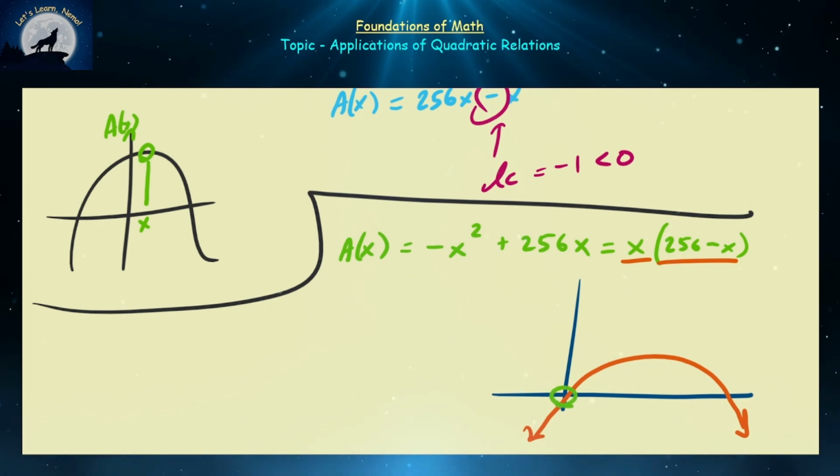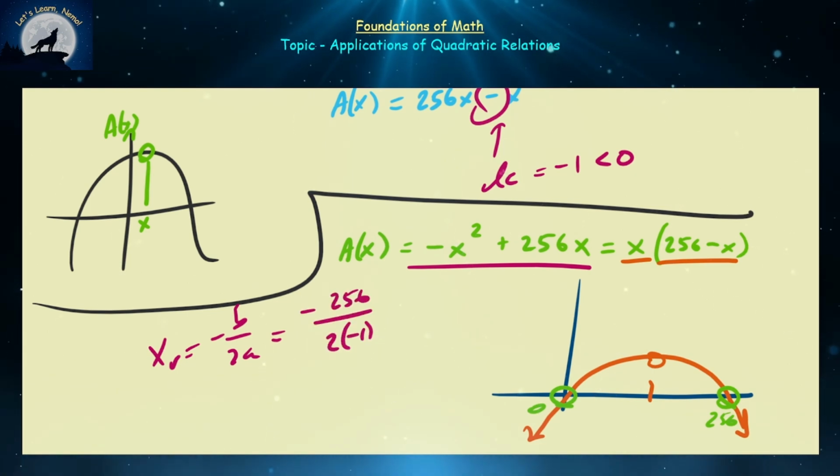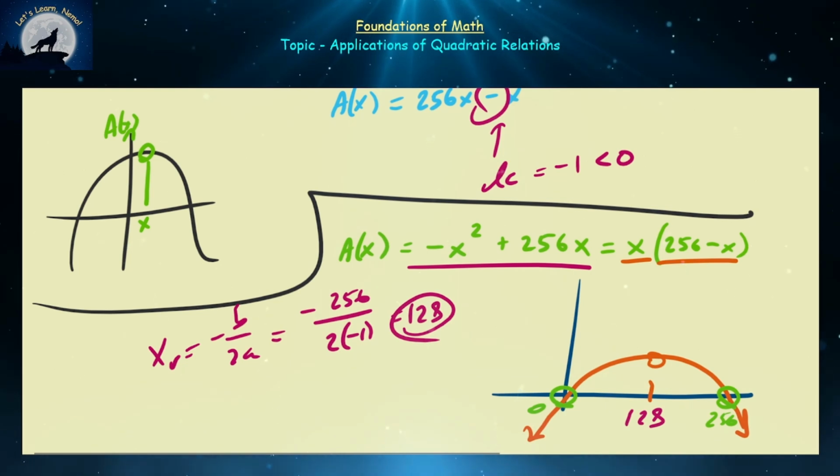So what do we have here? We have an x-intercept here and an x-intercept here of 256 and 0 respectively. So where will the x-coordinate of the vertex be? Well, it's going to be the mirror image of 0 and 256, but you can technically use our relation from before, negative b divided by 2a, and that's just going to be equal to negative 256 all over 2 times negative 1, which is half of 256, equal to 128. So that's going to be the value of our vertex.